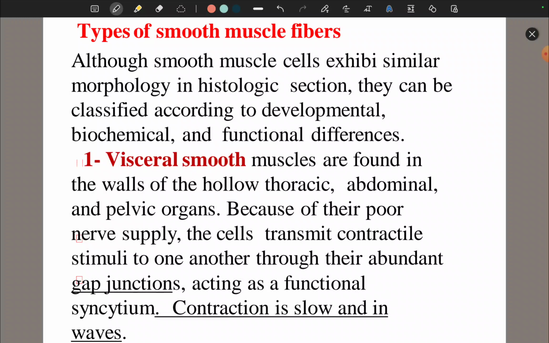Because there is poor nerve supply, it has no such powerful nerve supply like that found in skeletal and cardiac muscle fiber. So the contraction starts from one cell or group of cells, then it is transmitted to another one. That's why they produce a worm-like movement in peristalsis.